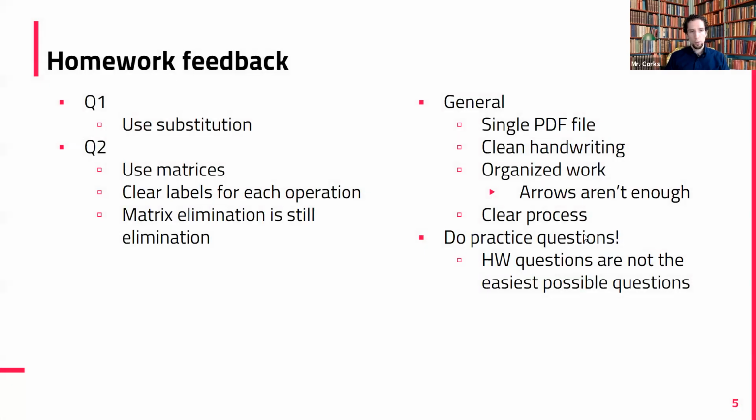All right, so homework feedback. I posted a whole thing about this, but lots of people lost points for question 1 because the question said use substitution and people didn't use substitution. Question 2 is supposed to be using matrices, and some people did not use matrices or had no labels on their matrices. You would have lost some points for that. A matrix is nice and organized, but you need some indication of what operation you are doing so that other people can look at your work and follow it.